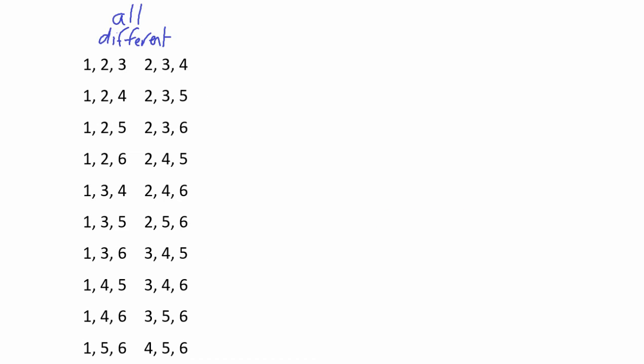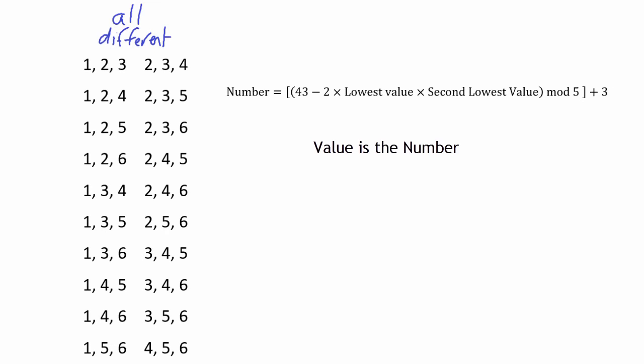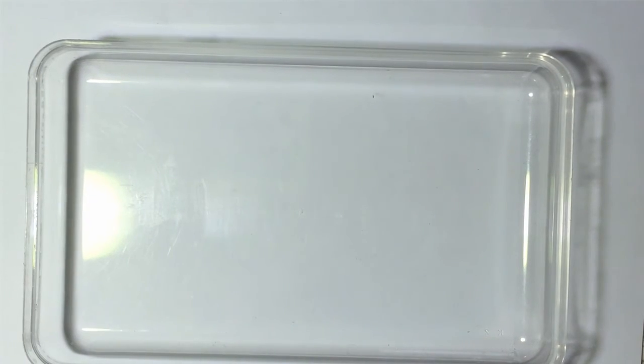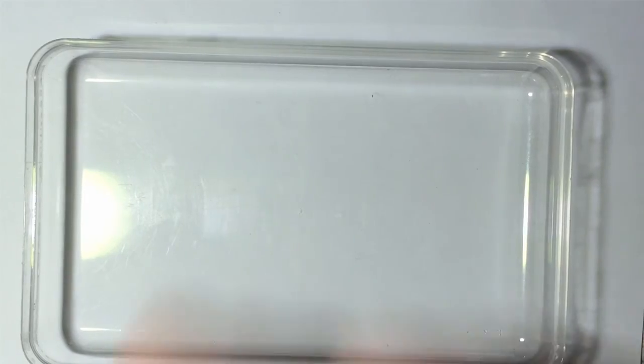But if all 3 dice are different, then you multiply the 2 lowest dice together, times that by 2, and then do 43 minus that number, mod 5, and then plus 3. And whatever answer you get, that's going to be your value. Unless you get a 5 or a 6: if you get a 5, your value is actually 6, and if you get a 6, your value is actually 5. So now for those people who are still confused, including myself, I'll attempt to do this with 3 dice, and I'll tell you what value I get out of it.